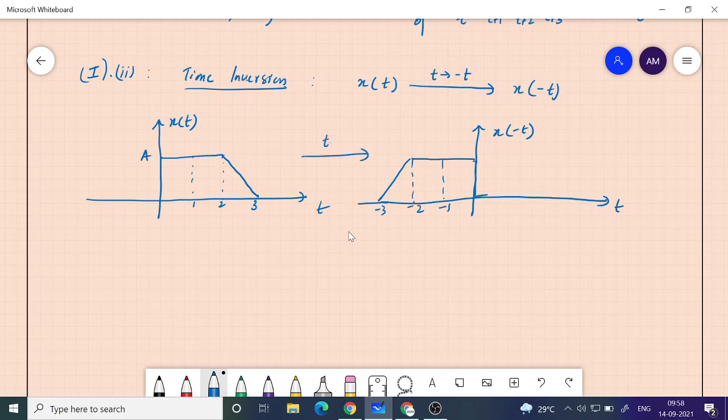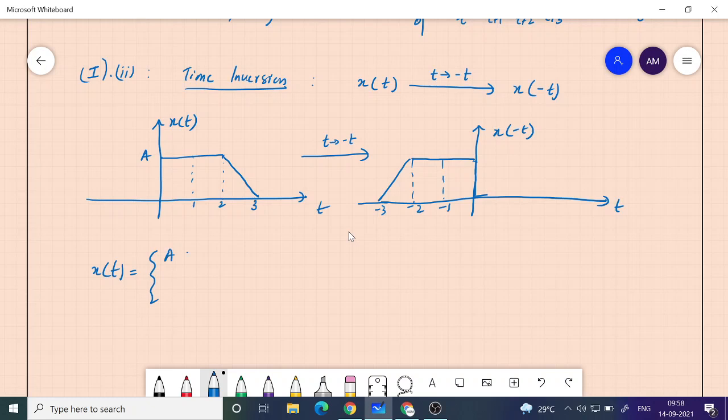Okay, t going to minus t. Now let's do this just like we have done it, by writing mathematically the expression of x of t. So this is by intuition. We are saying that time inversion means minus t. Whatever was on the minus t axis will go to the plus t axis, and whatever was on the plus t axis will go to the minus t axis. Okay, but let us also look at this the other way.